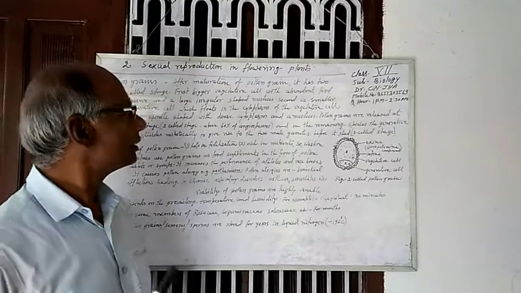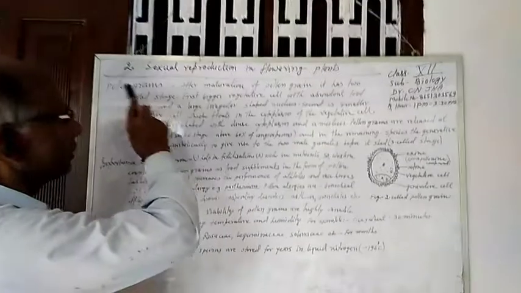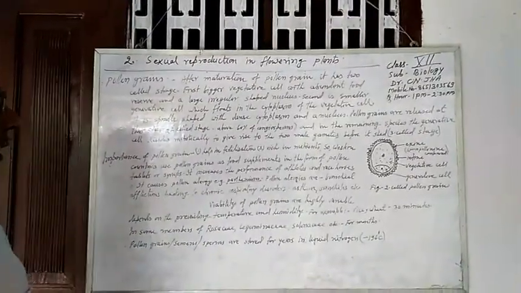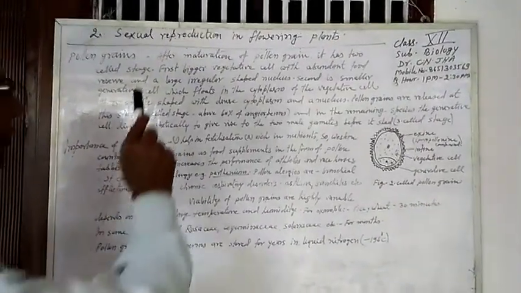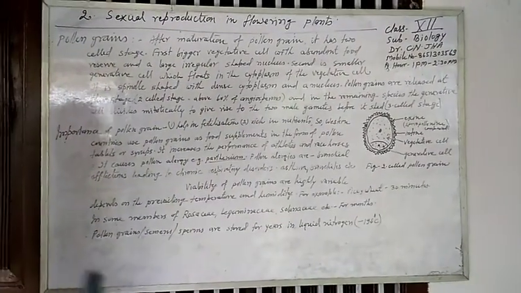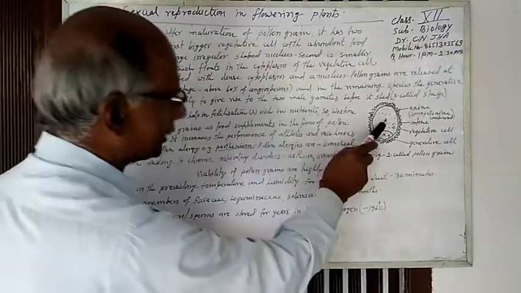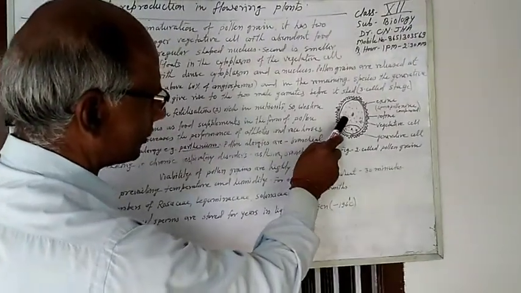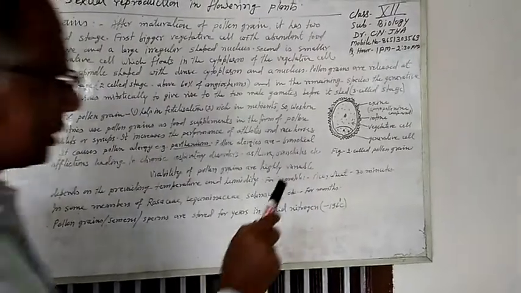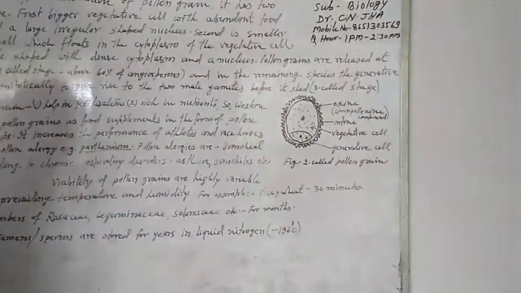Good morning, students. Now, in pollen grains, when these pollen grains become mature, after maturation of pollen grains, it has two cell stages. First is the bigger vegetative cell. This vegetative cell has abundant cytoplasm and an irregular-shaped nucleus.